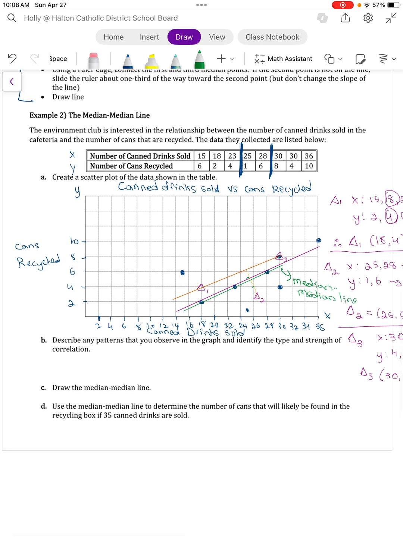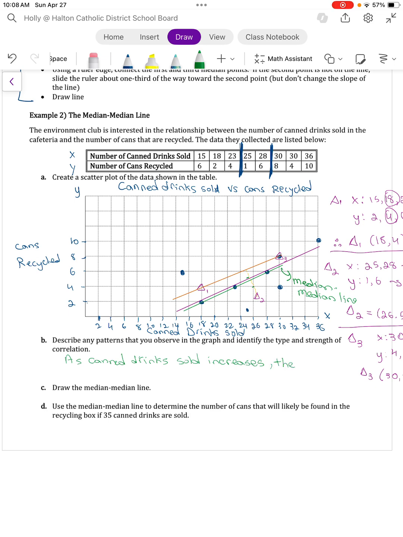But we're lucky today. Describe any patterns that you observe in the graph and identify the type and strength of correlation. So you need to talk about both axes. You want to talk about what's happening on the x, what's happening on the y. So we can look at the x's. As canned drinks sold increases, I'm describing what's happening on the x. I'm also going to describe what's happening on the y. What's happening on the y?